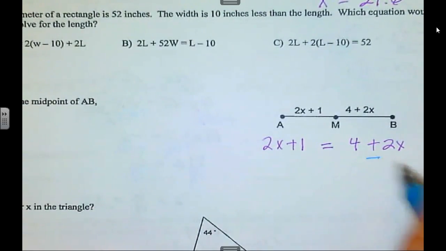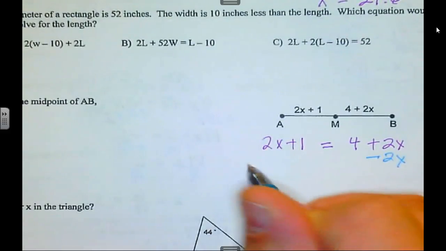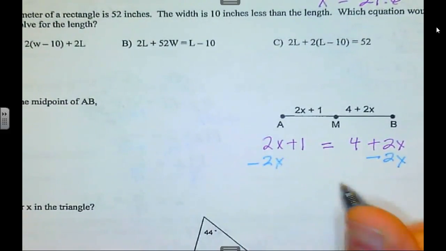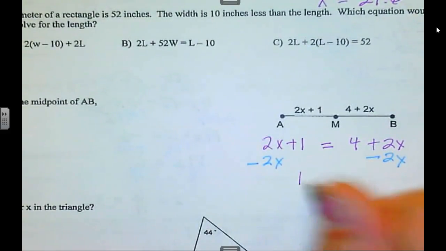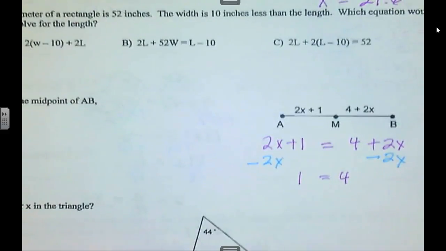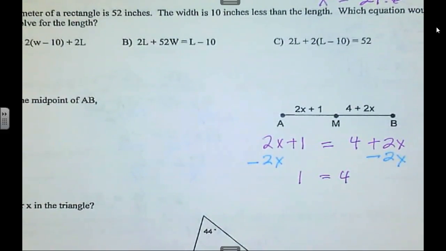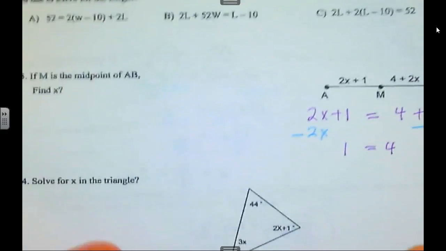Yeah, if I subtract 2x from both sides, we're going to get 1 equals 4, which is an untrue statement. There's no solution. Which is a problem because it's a distance. It has to be a solution. I bet you there's a sign. I bet you that's a typo.